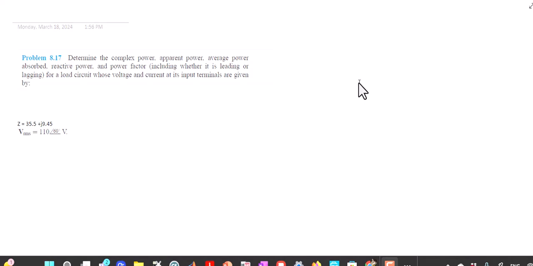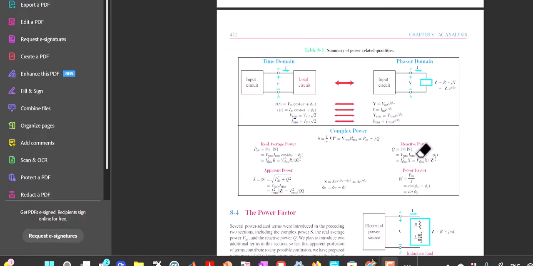Let's say we are given a voltage and an impedance, a load impedance, and we are supposed to find complex power, apparent power, average power absorbed, reactive power, power factor, and whether it's leading or lagging. So we have to find all these things. Well, how are we going to do that? Well, this is how I do it.